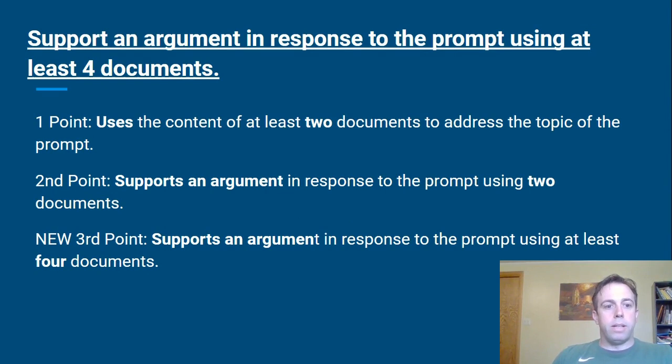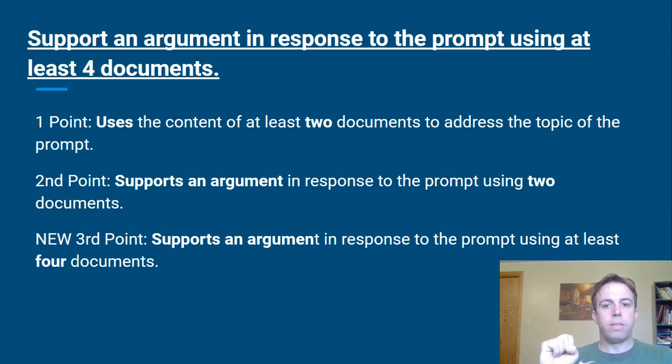Okay, so let's talk about this. This is somewhat of a change from the other rubric. So you need to support an argument in response to the prompt using at least 4 documents. And there's 3 kind of separate points in here. The first point is the easiest to pick up. You just use 2 documents. Now, this isn't just quoting from the document. And, you know, I've emphasized don't quote much at all in the documents. Put things into your own words. But at least twice you use documents, and, well, 2 documents. And they don't necessarily have to support your argument. You just use 2 and you get that 1 point.